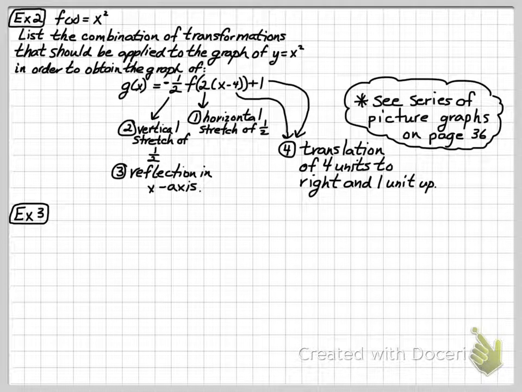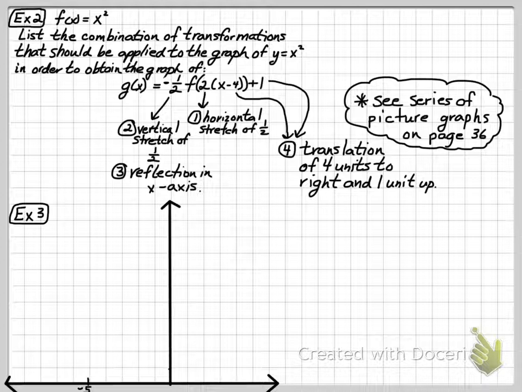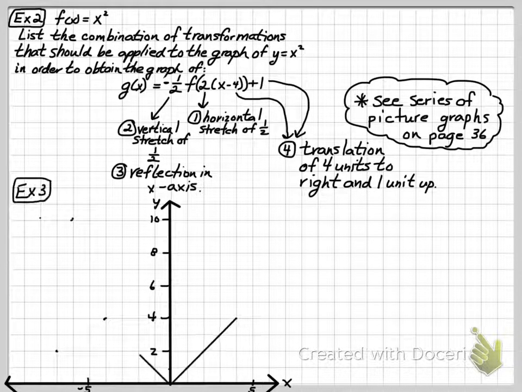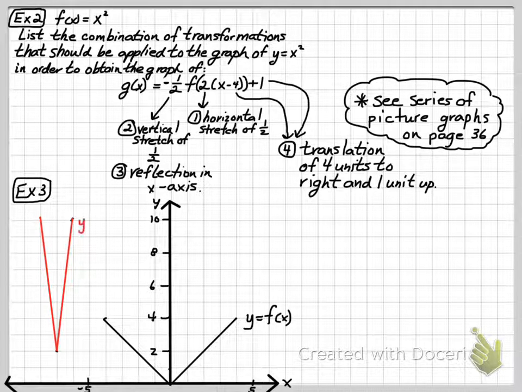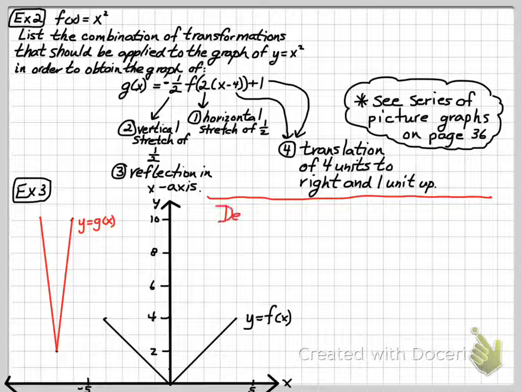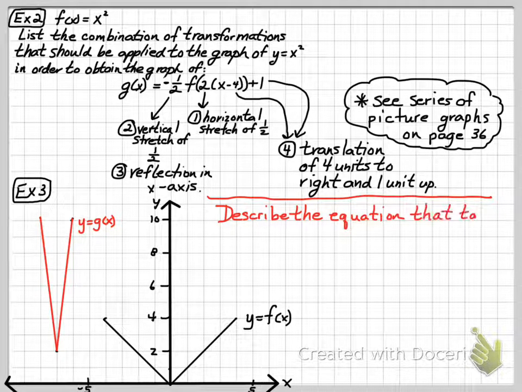Moving on to example 3. We're going to give you a graph of the absolute value of x. There you have it. Now what we're going to do is I'm going to give you in red our final transformation. Now what I'm going to ask you to do is describe it. There's f of x, there's g of x. Describe the equation that's going to take you from f of x to g of x. So what is g of x compared to f of x?